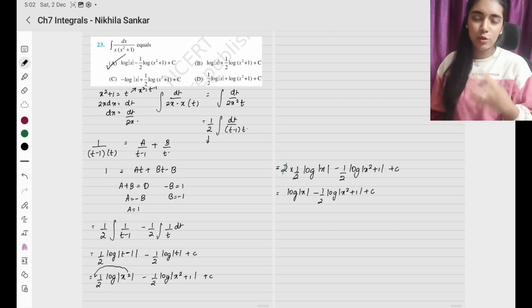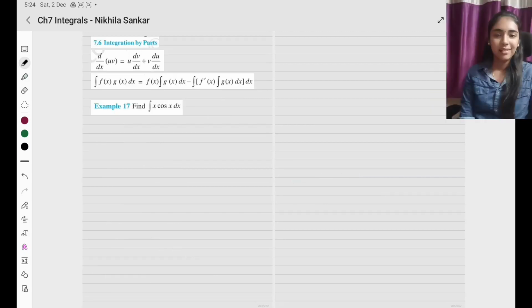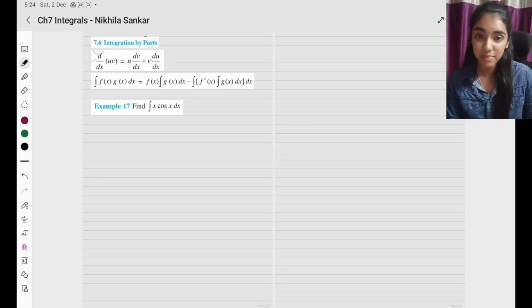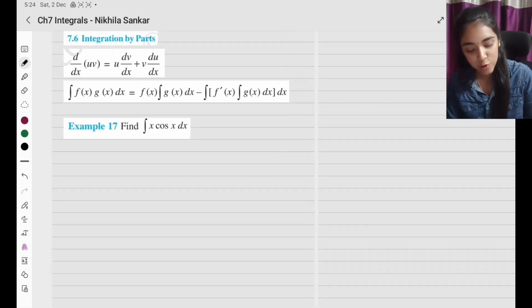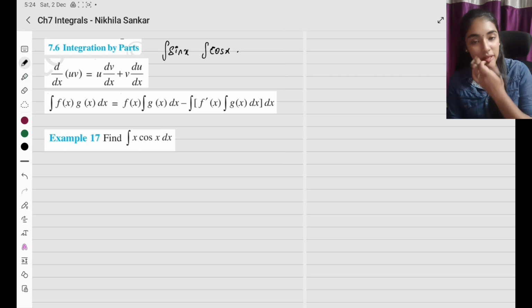There are a few small topics left. We'll cover it quickly but a lot of questions will come. Okay. Moving on to the next topic, integration by parts. So in this method, where are we going to use it? So until now we were integrating where we had only sin x, only cos x. So we were solving like this.